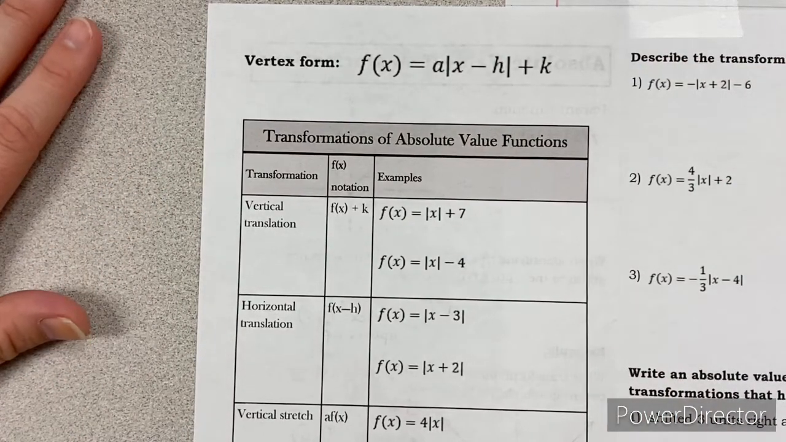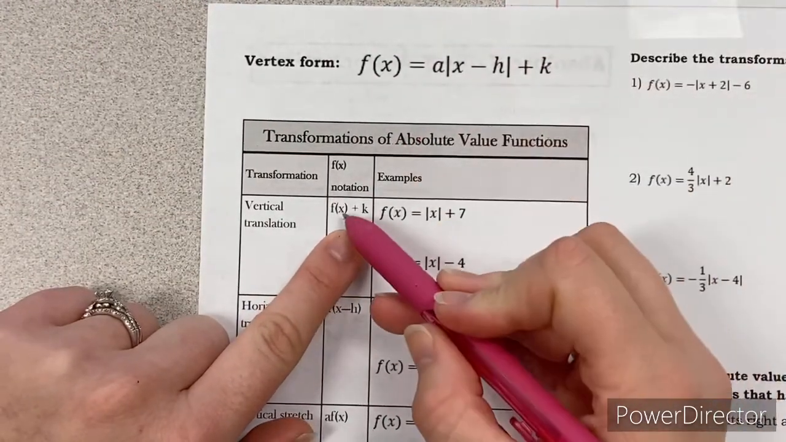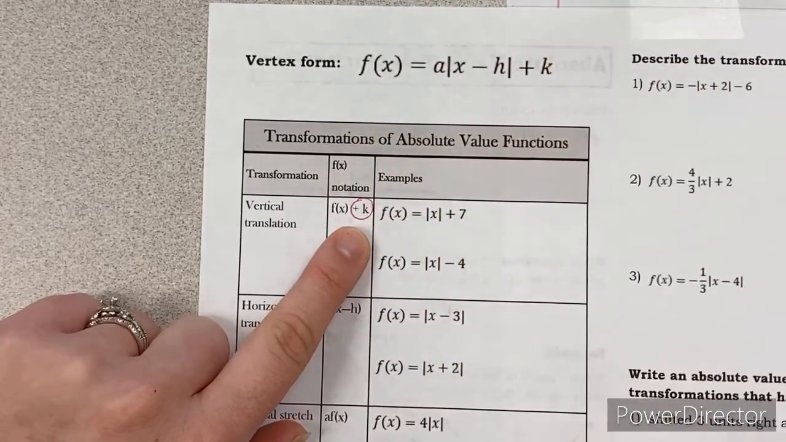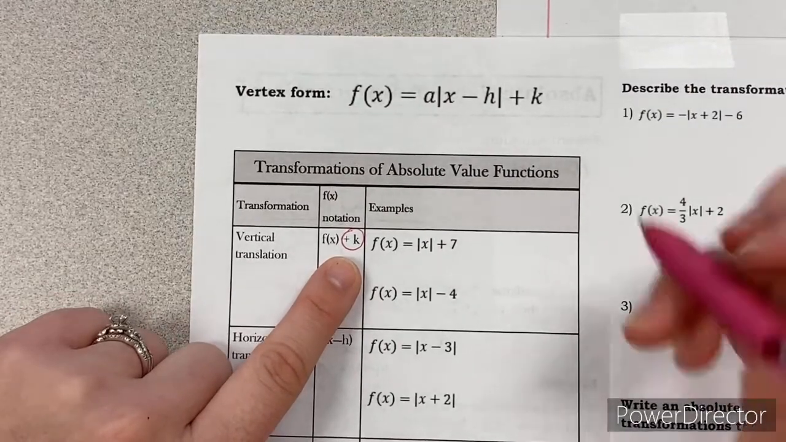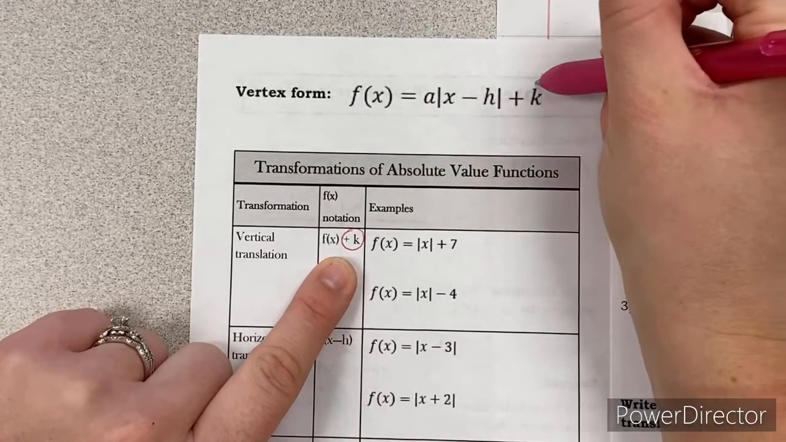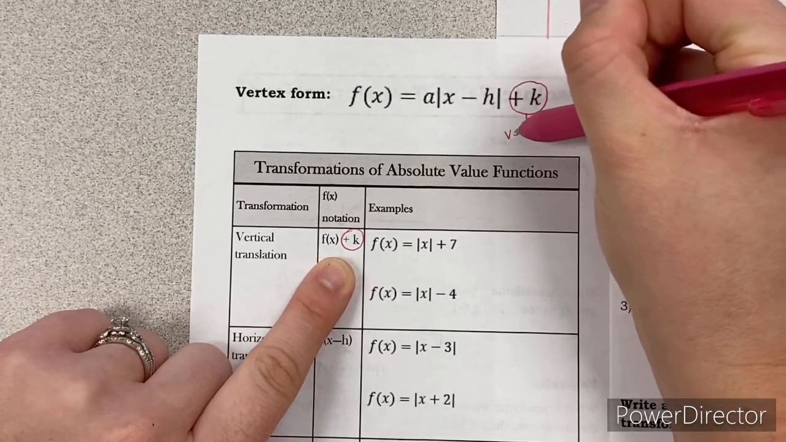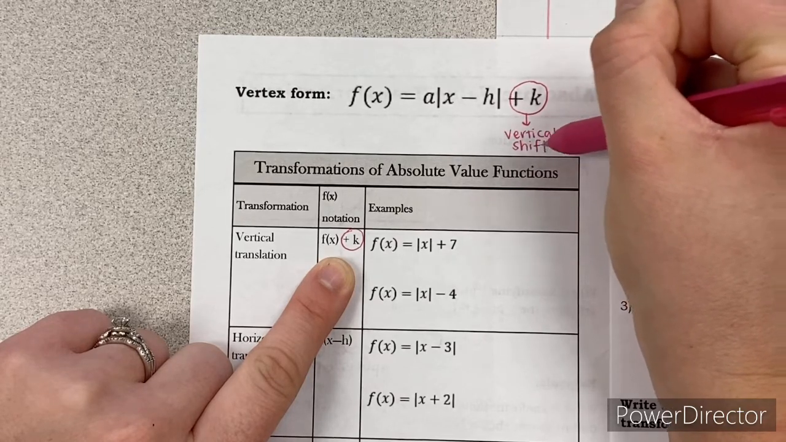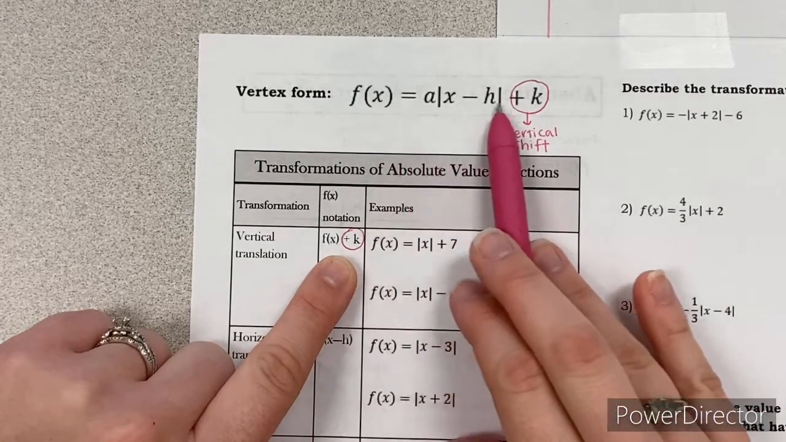So the first thing that I want you to do, whenever we're looking at function notation, we have f of x and then this plus k. This plus k tells me my vertical shift. Okay? So I want to go up here before we even start these example problems. I want you to circle this plus k. This is our vertical shift. We're going to label out what each of these letters mean.